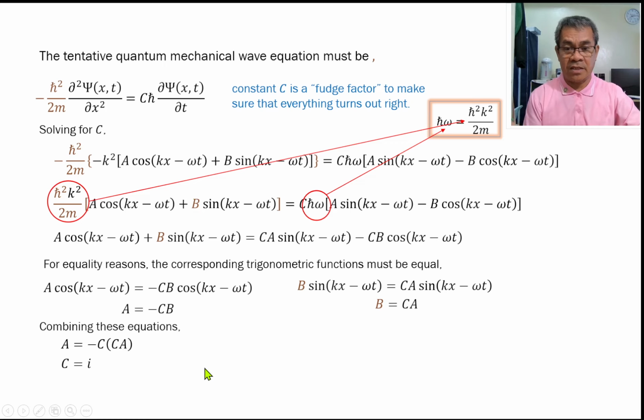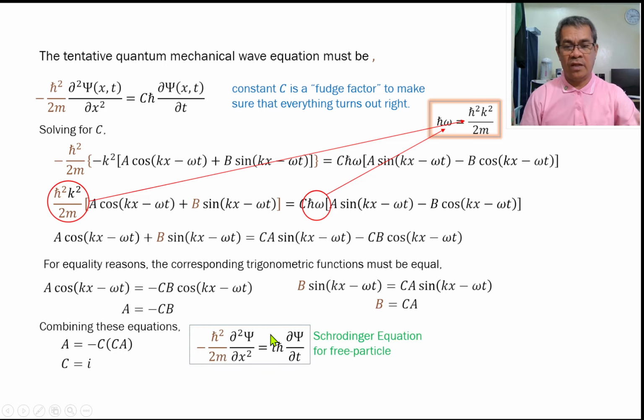So in that result, we derive the Schrodinger equation for a free particle, because take note, we equate V equal to 0. So the Schrodinger equation for a free particle, substituting the C here, which is equal to i, is negative h bar squared over 2m partial squared of the psi with respect to x is equal to i h bar partial psi with respect to time.